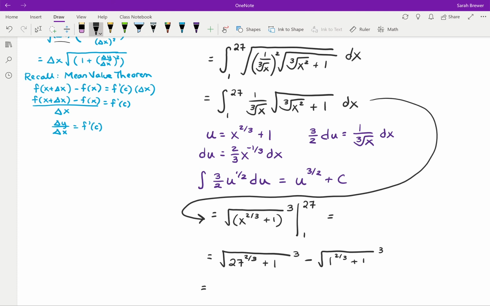And so let's see, what does this give us? Cube root of 27 is 3, 3 squared is 9, 9 plus 1 is 10, so square root of 10 cubed is 10 square root of 10. 1 to the 2/3 is 1, plus 1 is 2. Square root of 2 cubed is 2 square root of 2, and I'm going to leave my answer just like that. And that's basically how you do these.